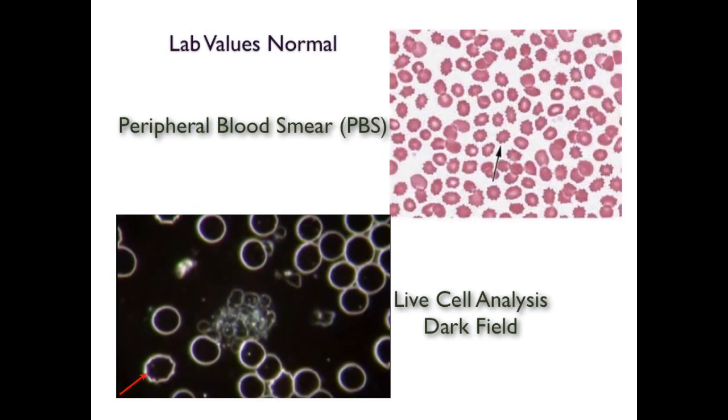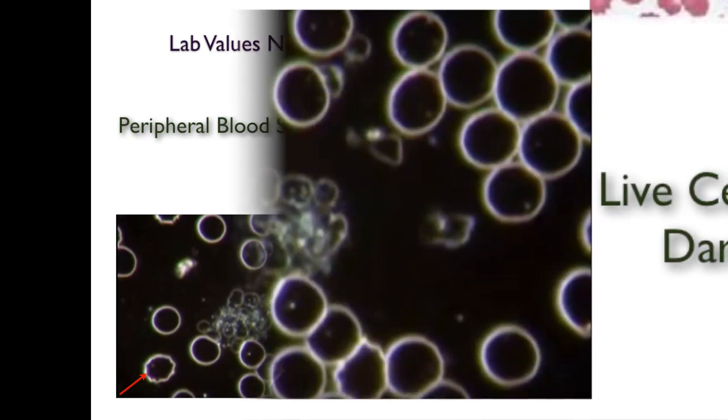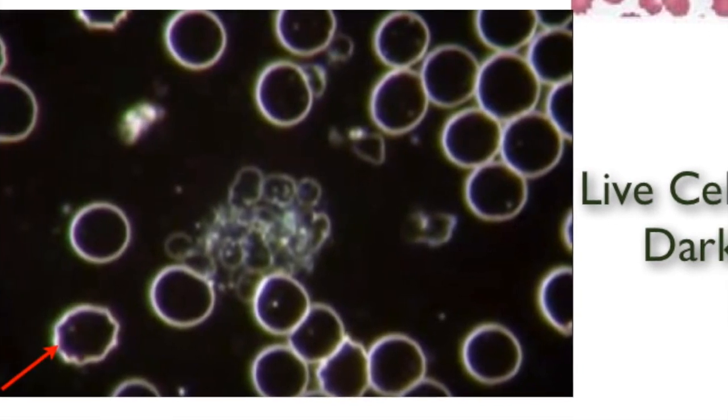It is important to identify abnormal red blood cells when patient lab tests do not match their symptomatology. There may be one or more red blood cell irregularities seen on a peripheral blood smear or live cell analysis. Two examples include anisocytosis, which is variable sizes of red blood cells, which indicates anemia.